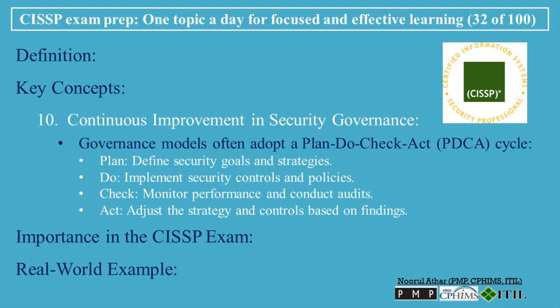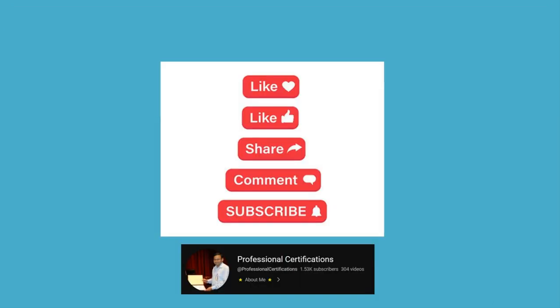Real-world example. A healthcare organization implements security governance by aligning its information security strategy with compliance requirements from HIPAA. The board of directors regularly reviews security performance, and the CISO leads efforts to ensure that patient data is protected. The organization conducts risk assessments to prioritize security investments and maintains continuous monitoring to detect and respond to potential breaches.